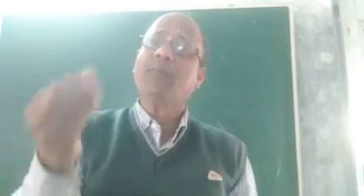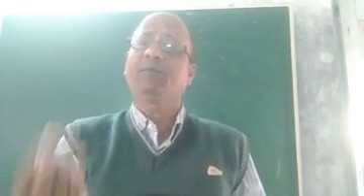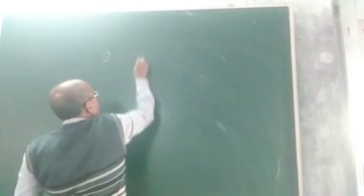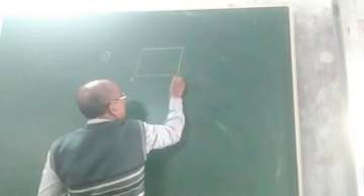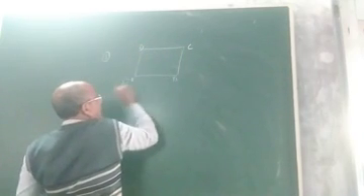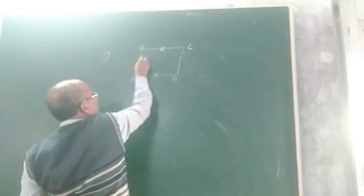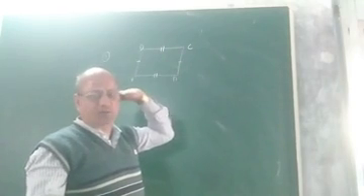But how to prove it? How to prove that if both pairs of opposite sides of a quadrilateral are equal, it will be a parallelogram? Let us prove it geometrically. See, you are given, suppose ABCD is a quadrilateral, and we are given AB equal to DC and AD equal to BC. That means both pairs of opposite sides are equal.